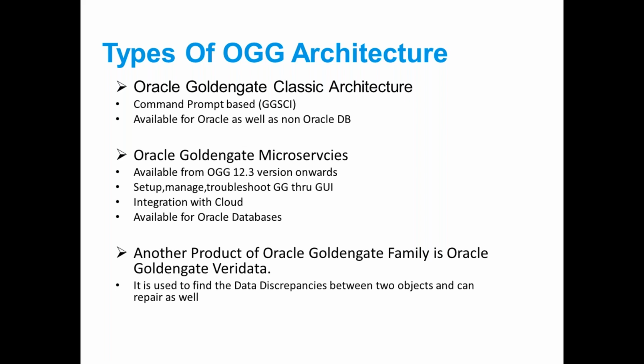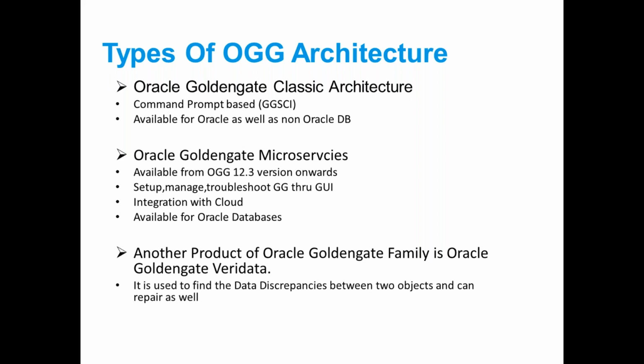Another feature of microservices is that there is a lot of cloud activity going on, right? Applications are also moving to the cloud right now, so it allows for integration with cloud applications. The thing is, as of today, microservices is only available for Oracle database. It is not available for non-Oracle databases. Okay, so there are two types of architecture. One is classic, the second is microservices.